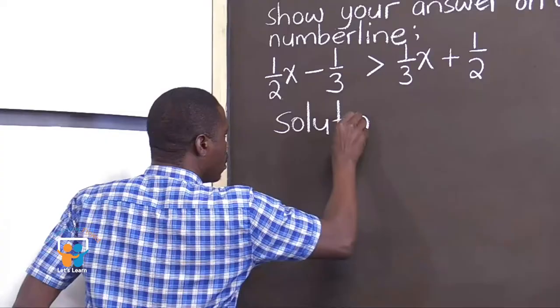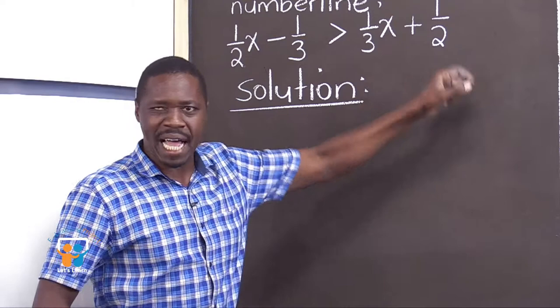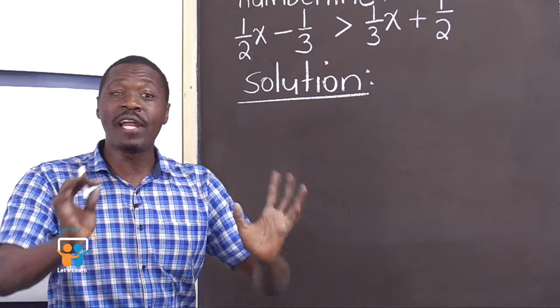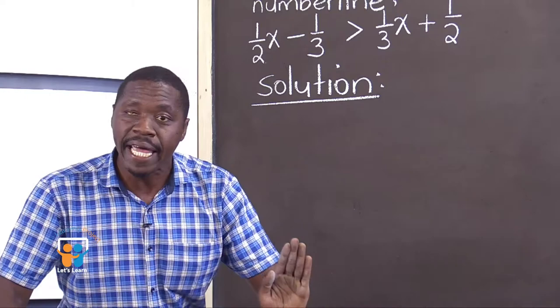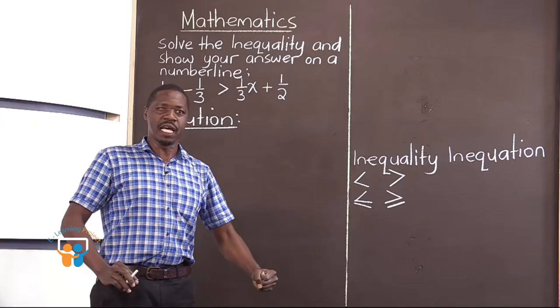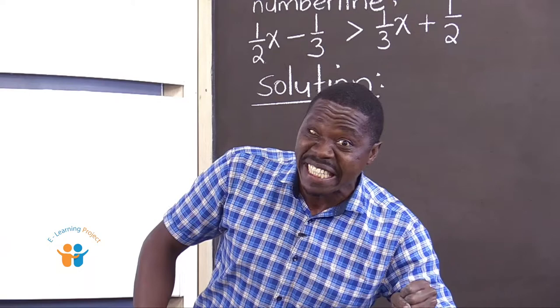In our solution, we have a half x minus a third, greater than a third x plus a half. I remember when I was marking your work, there was a student who started by collecting into like terms. That was okay. We can actually even move with yours. However, if you don't feel like first collecting into like terms, you go ahead to getting the LCM, you are still okay. There are so many ways of killing a rat. Someone will kill a rat by stepping on it, another one by boxing it, another one by pointing at it, another one by biting it.